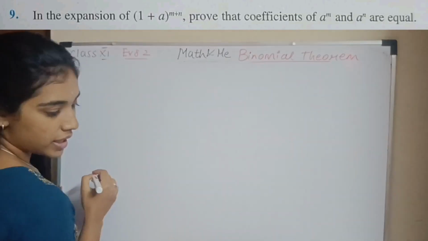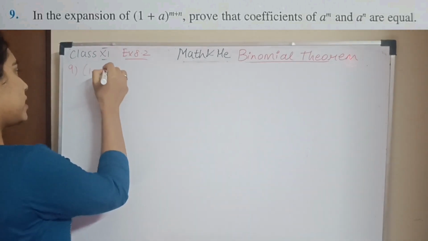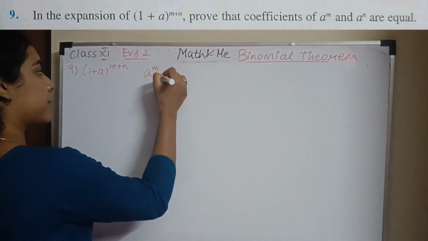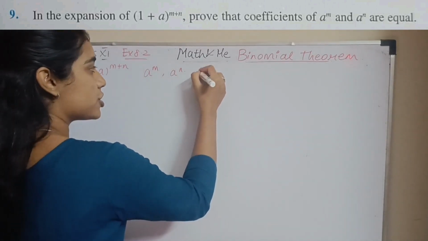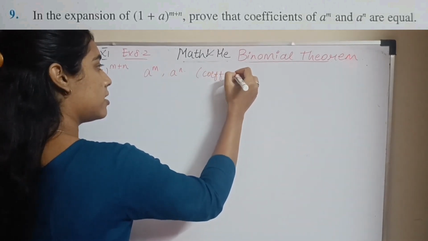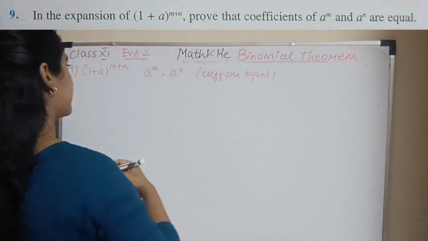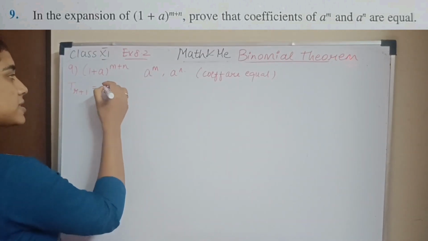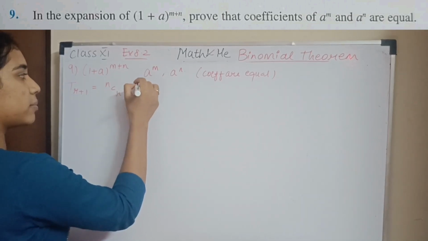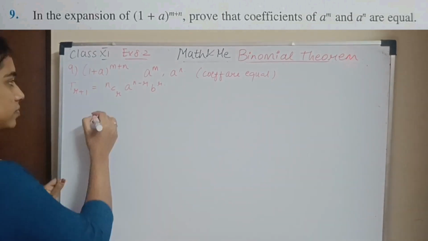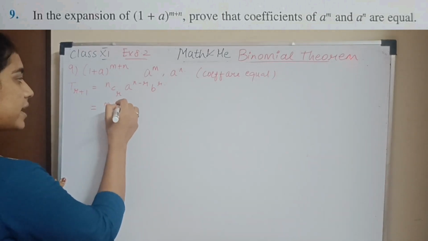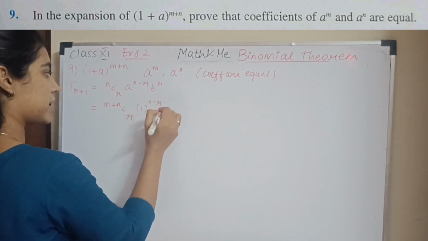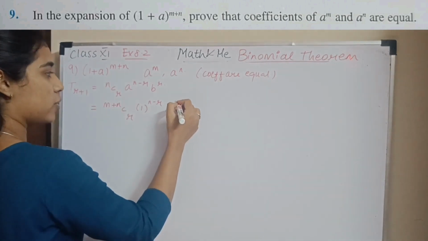Question number 9. In the expansion of (1 + a) to the power m + n, prove that the coefficients of a to the power m and a to the power n are equal. So you need to prove that the coefficients are equal. Okay. So what is my general term? T(r+1) equals nCr, a to the n minus r, b to the r. So in this case, it is (m+n)Cr. What is my a? It is just 1. So 1 to the power n minus r. What is my b? It is a to the r.